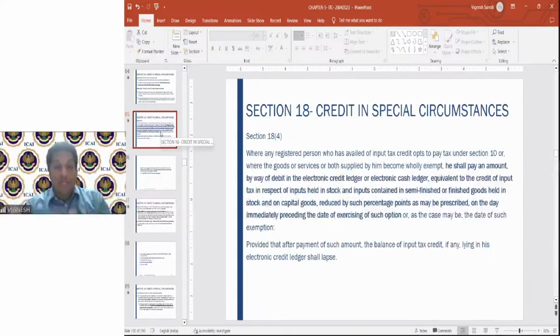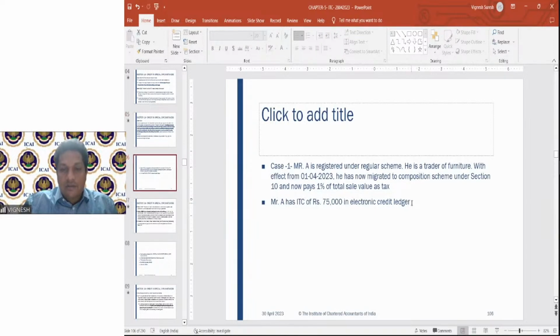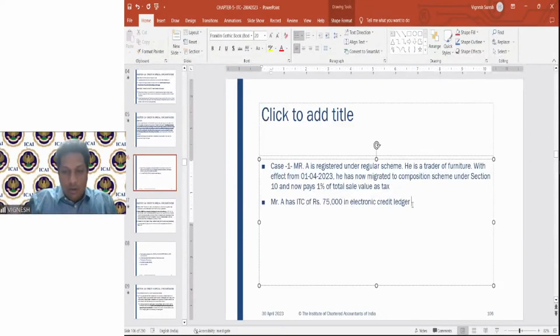How do you value the input? That is what we have to see. Whatever stock of inputs he has at that point of time when he migrates to that scheme, so on the date immediately preceding the date of exercising such option, ITC of 75,000 he has in the credit ledger, or he has stock of inputs in finished or semi-finished goods as on 31st March 2020. I hope you got the point.